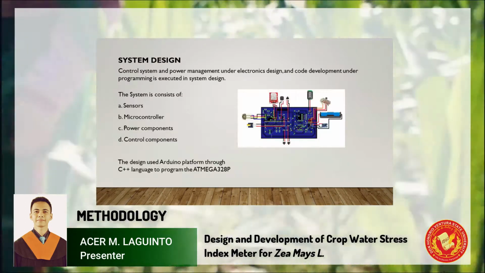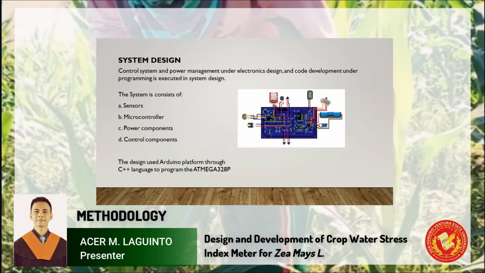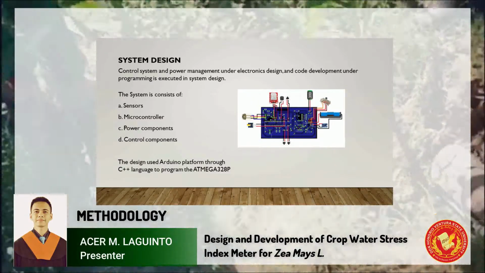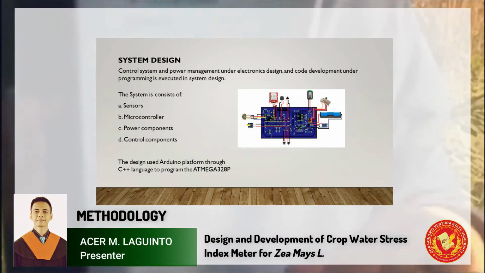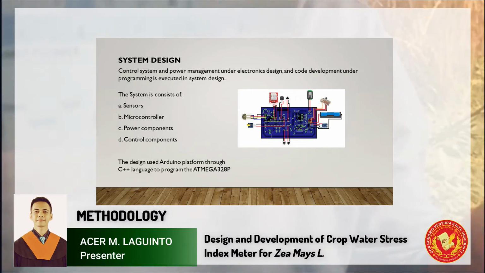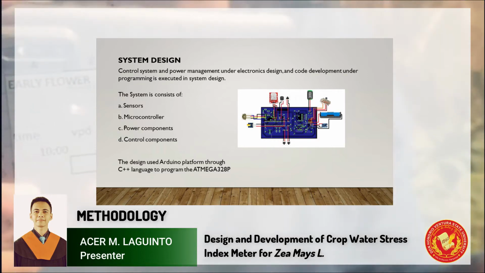Once the mathematical model is complete, electronics design of the control system and power management as well as the programming is to be developed. The entire system of the CWSI meter consists of sensors to measure the three variables, a microcontroller for performing the algorithm, power components for power management, and transducers for user interface.